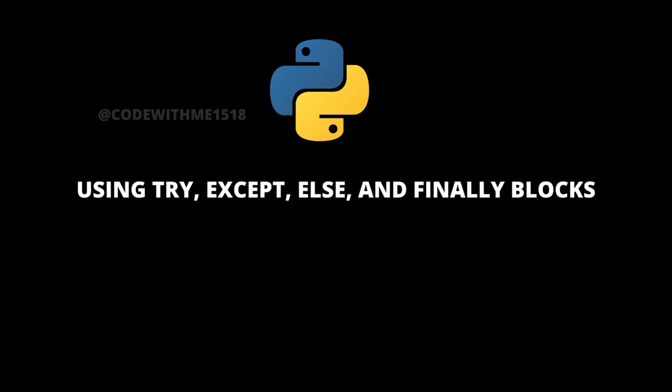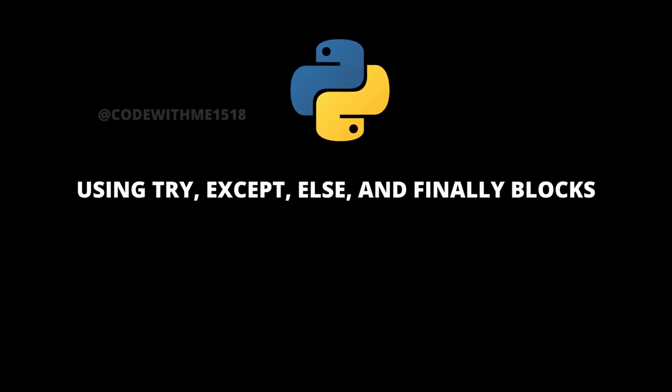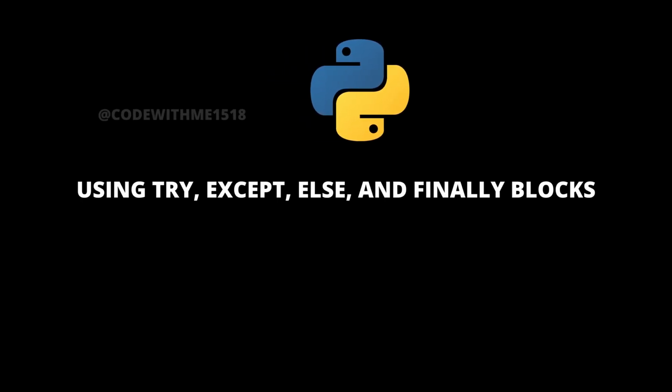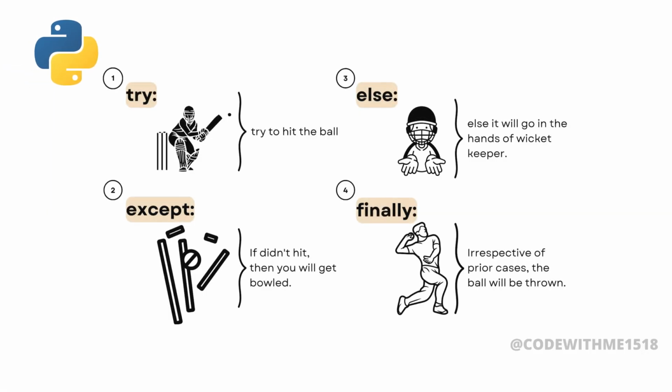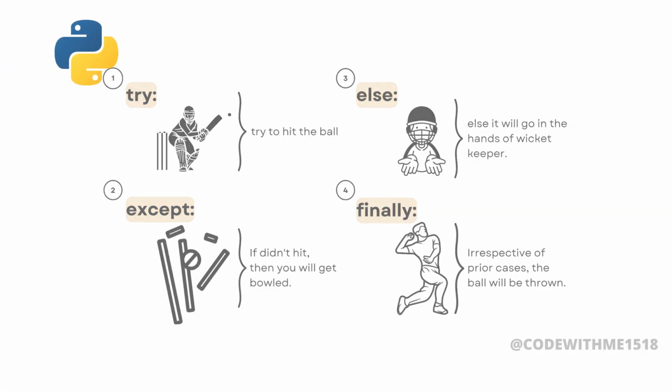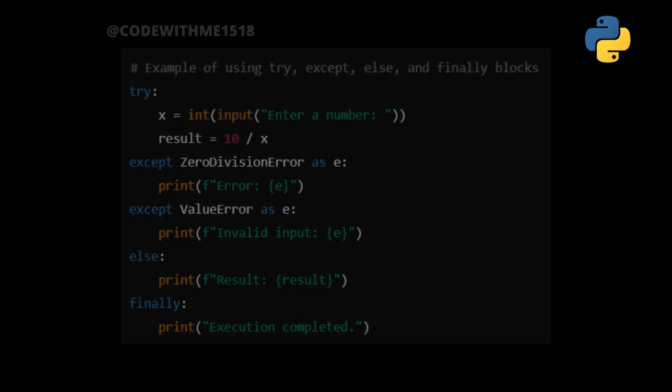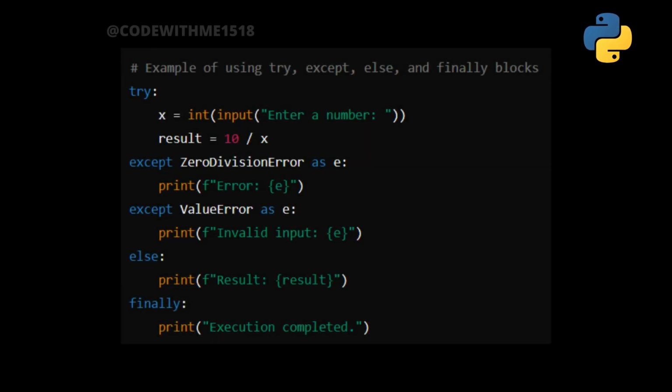Next, let's explore the comprehensive handling of exceptions using different blocks: try, except, else, and finally. Here's how you can use all these blocks together. In this example, the try block attempts to execute the code that might raise exceptions. If an exception occurs, the appropriate except block is executed. The else block is executed if no exceptions are raised, and the finally block always executes, regardless of whether an exception occurred or not.